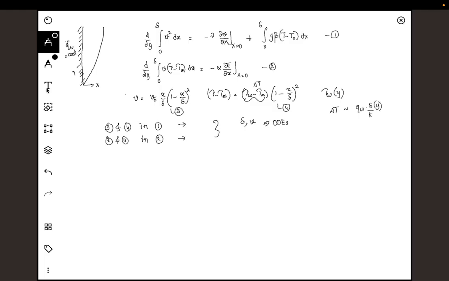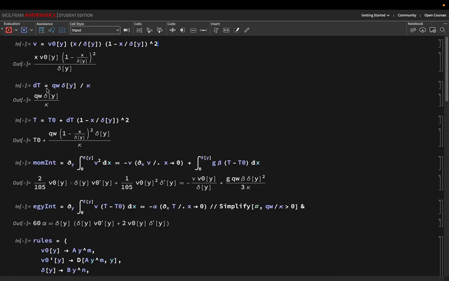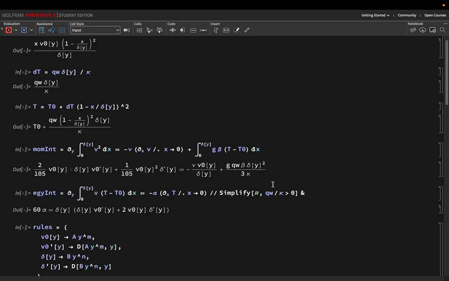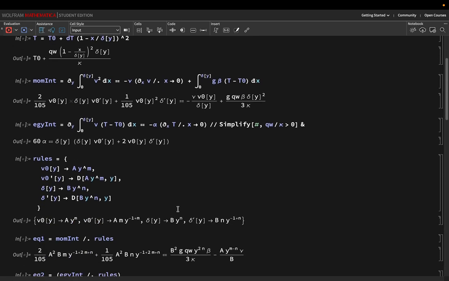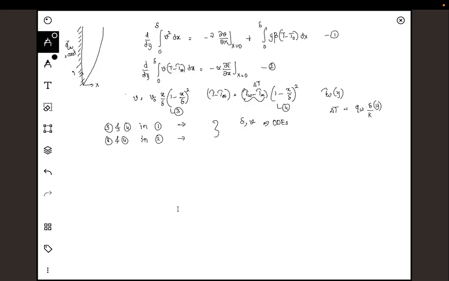With this particular scaling, I will be trying to solve these equations. If I substitute that into my temperature, this is the equation I will be getting for temperature. I will substitute that back into the momentum integral equation to get an equation of this sort. Similarly, for the energy integral equation, I will get another equation. Now, the approach is similar to what we have done previously. We have two unknown variables, delta and v.